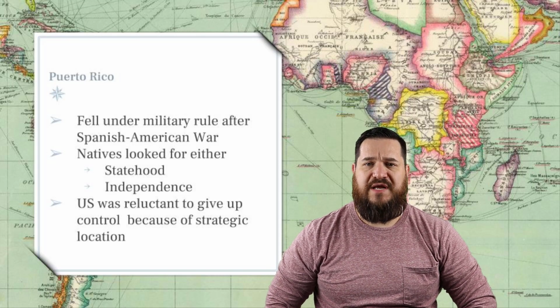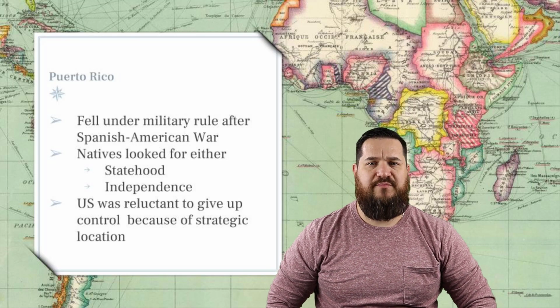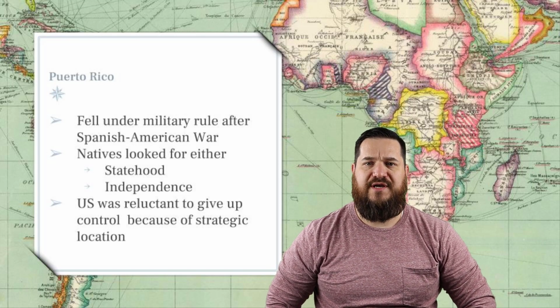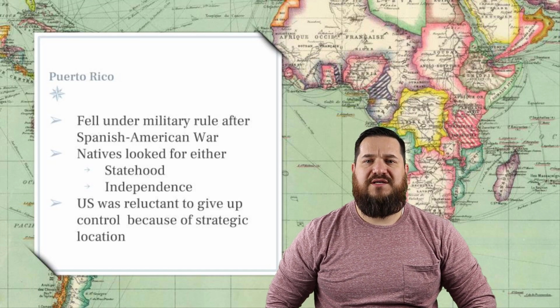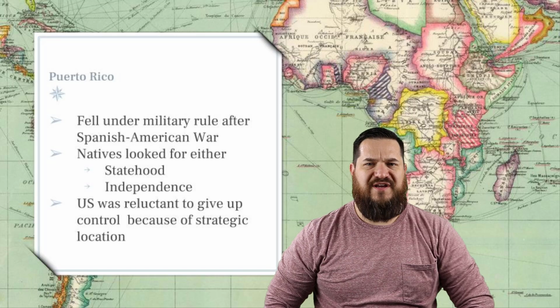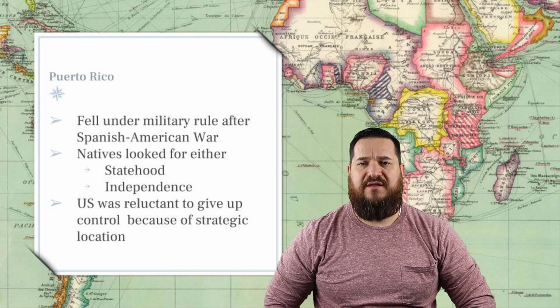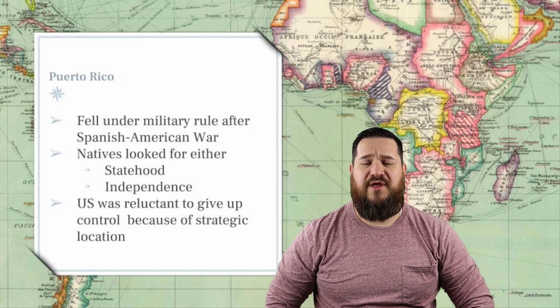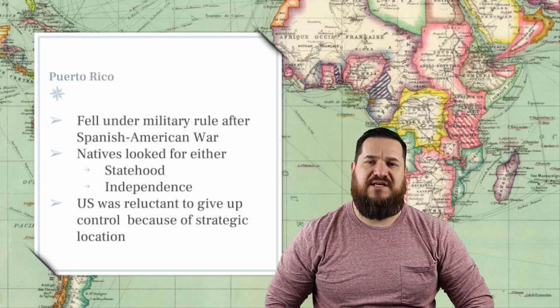Most native Puerto Ricans were looking for one of two things. Either they wanted their own independence or they wanted to see Puerto Rico gain statehood. The United States was really kind of reluctant to give Puerto Rico statehood because that would go against the whole idea of imperialism and having territories. But Puerto Rico was very strategically located in the Caribbean, so they were also very reluctant to give it up.